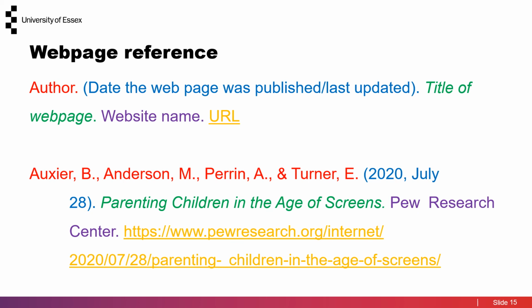Finally, here is an example of how to reference a web page. For this reference, you can see on the slide that you will need the author or author's surname and initials, the date the web page was published or last updated, the title of the web page, the website name, and the URL. There are of course other sources you may need to reference, but they should all be available within the APA Online Referencing Guide. If you're ever in any doubt or unsure, you can get in touch with the library.